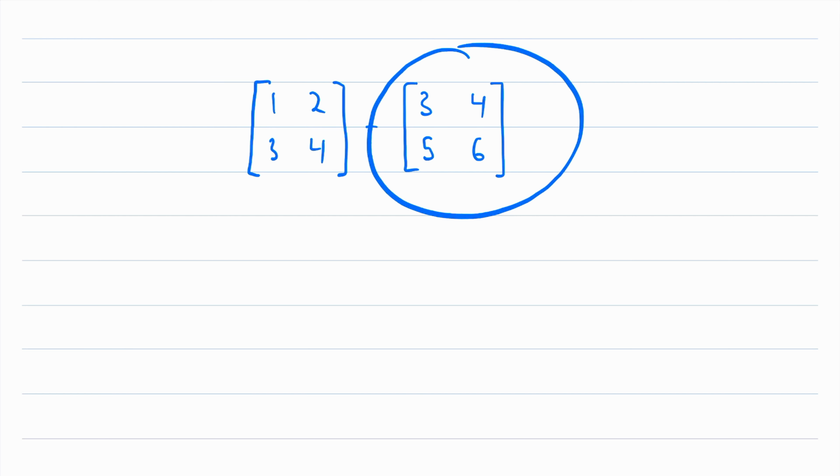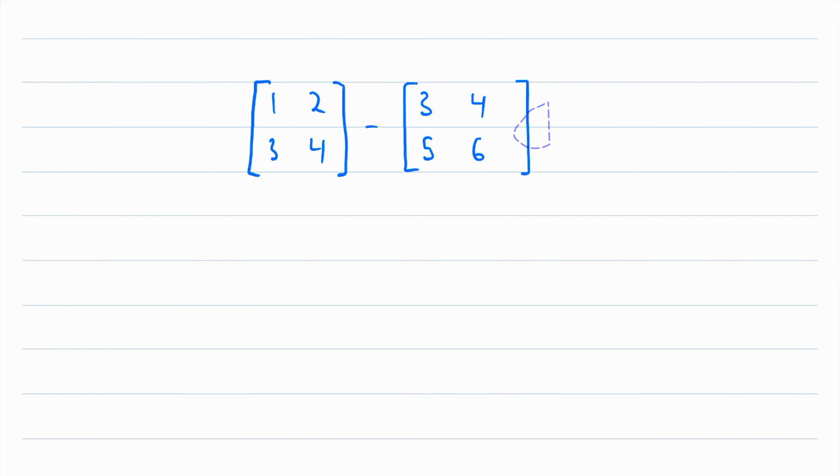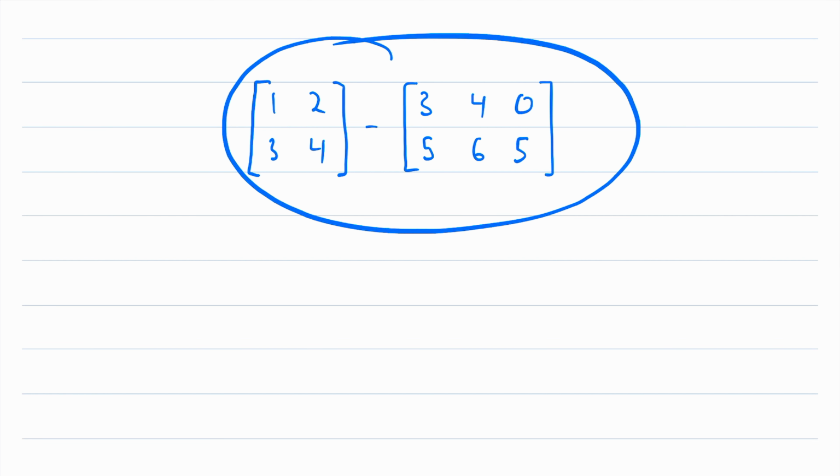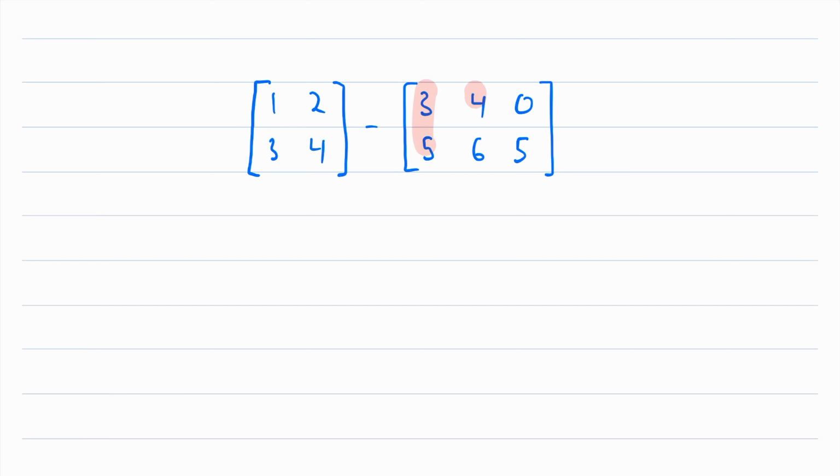If, say, this matrix over here had 1 extra column with maybe a 0 and a 5 in it, we would no longer be able to subtract these matrices. This would be undefined, because now this matrix has 3 columns, whereas this one has 2. So they don't have the exact same dimensions, so we would not be able to subtract them. But these 2 matrices we can subtract.